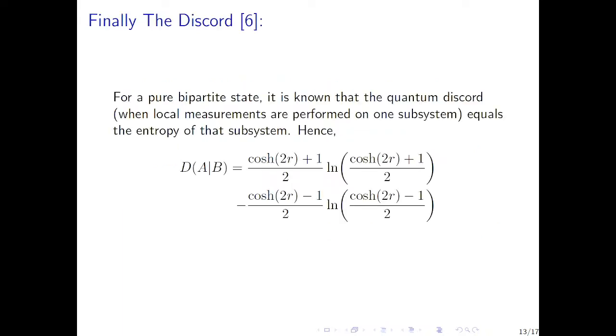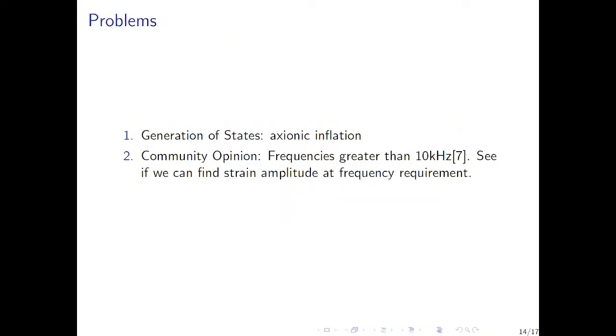That's it written out when we plug it into the function. Now, let's talk about some problems. So the generation of these states is highly unlikely. The current running candidate in the theory is axion inflation. We don't even know if that's true, so we're taking one step away from reality there.